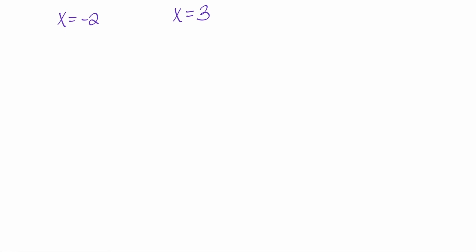So we need to figure out a point that's in between. So a point that's in between, I'm going to try x equals negative 1. So if we plug in x equals negative 1, we get f of negative 1 equals, I'm just going to remind you of the function, which is f of x equals (x plus 2) squared times (x minus 3).